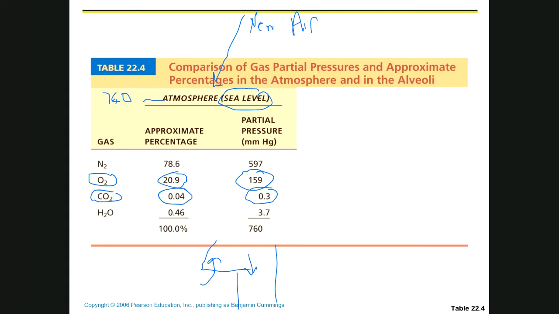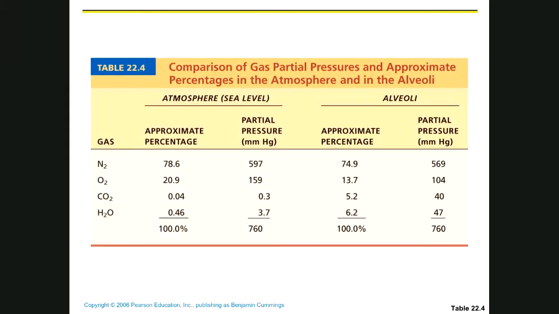So if you look at the air down in the alveoli, they look very, very different because it got mixed with old air. And remember, that old air has a lot less oxygen and a lot more carbon dioxide. And so if we look at this air down in here and compare it to the air that came in our nose, they're very, very different.